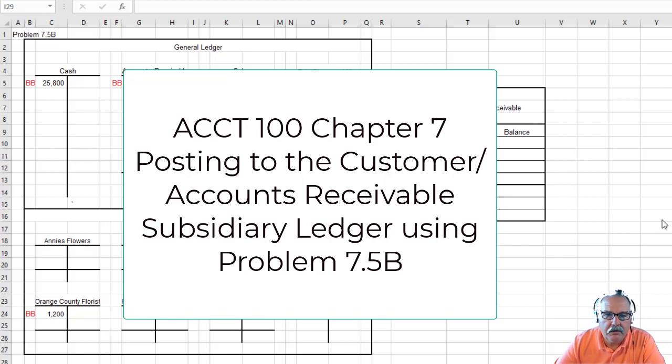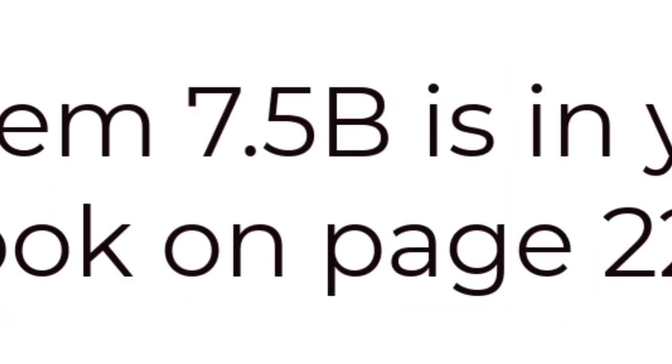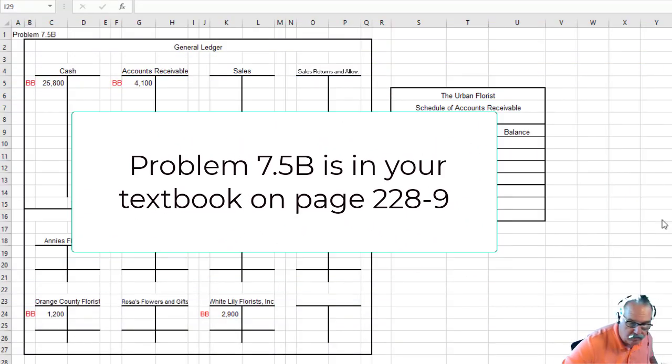Mark Franke here. This is Accounting 100 video on Chapter 7, where we're going to post the transactions for a merchandising company into the general ledger and an accounts receivable ledger. This is problem 7.5b, and it's in your book on page 228, 229.